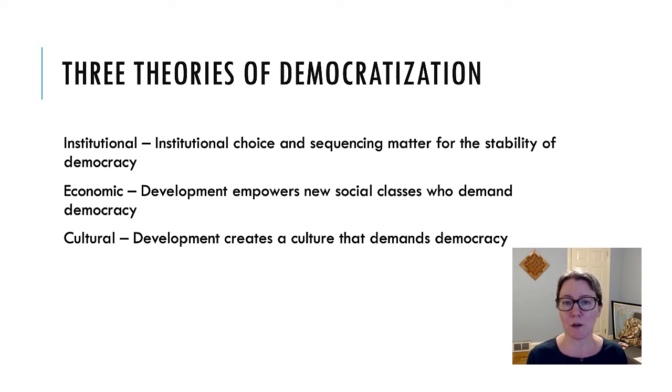Institutional theories argue that the specific type of institutions and the order in which you adopt them can help or hurt democratization. Economic theories argue that economic development empowers new social classes that then demand democracy. And cultural theories argue that economic development creates a culture that then demands democracy.